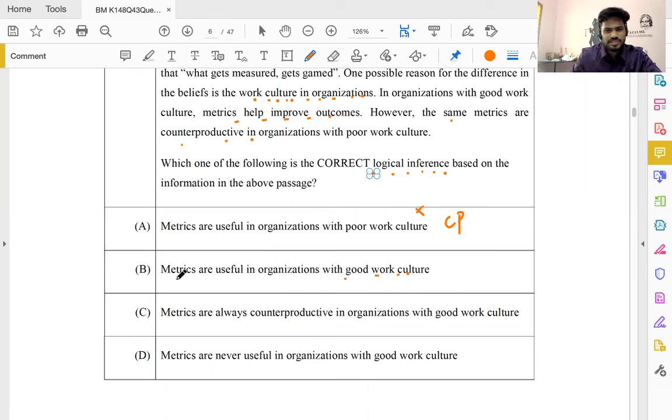Good work culture, metrics are useful. Always counterproductive. This is, of course, a strong statement. Hints strongly suggest it's incorrect. And then metrics are never useful in organizations with never. Again, a very strong statement, doesn't fit. Okay, so B makes best sense.